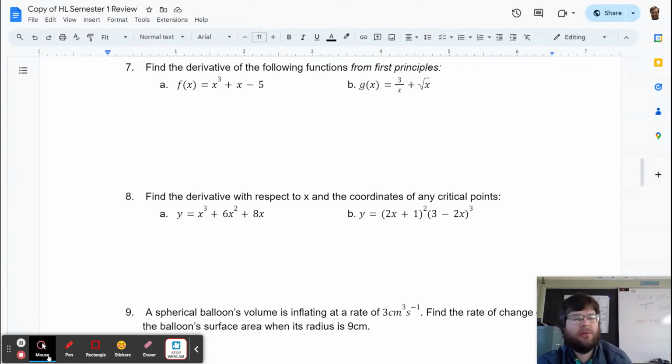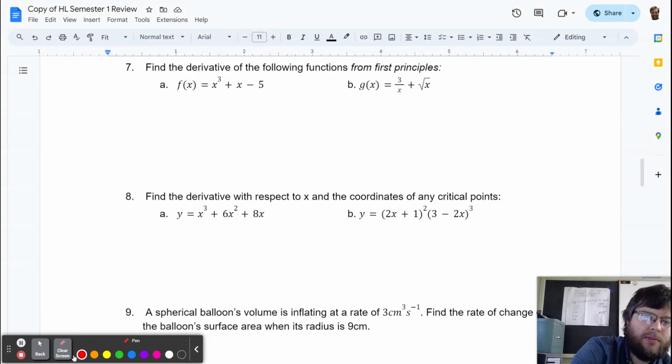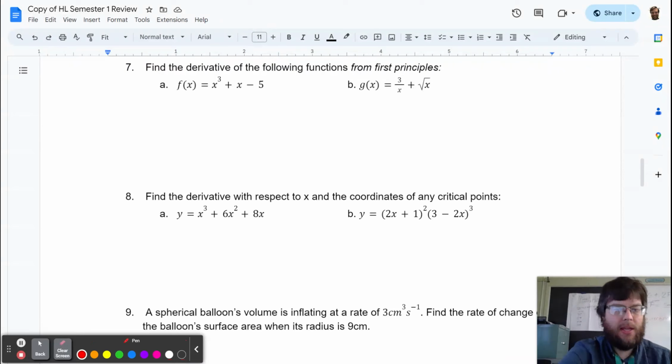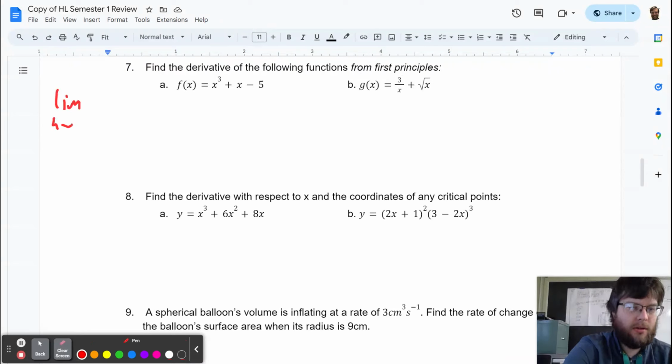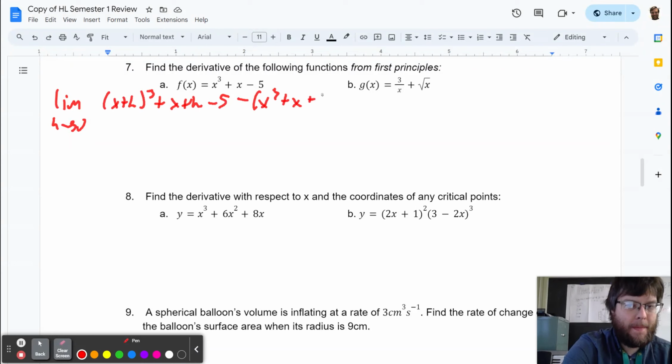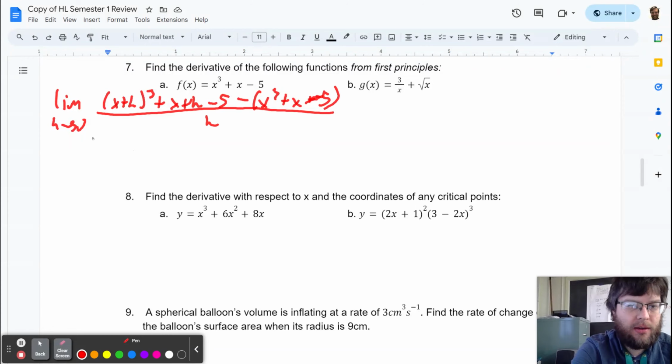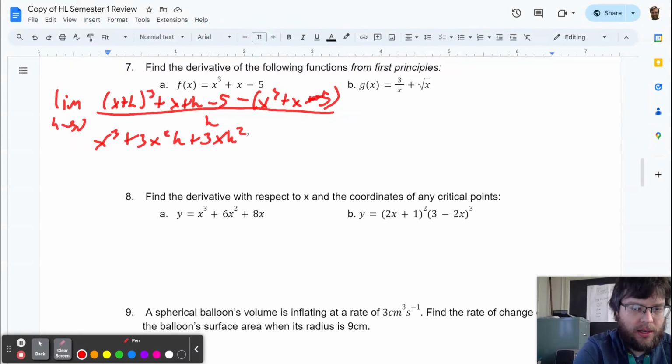So this is just a lot of writing. When you do this, you have to do the limit as h approaches 0 of f of x plus h minus f of x all over h. And if you do that, you can expand out x plus h cubed like this. And that's just cubing it.